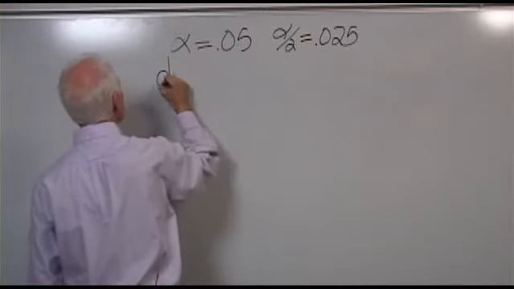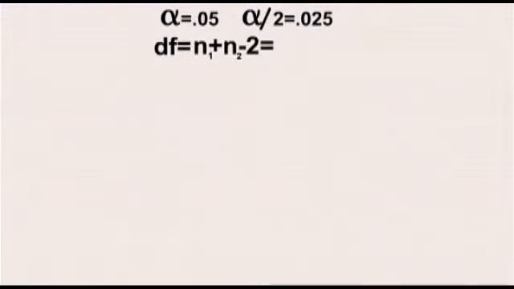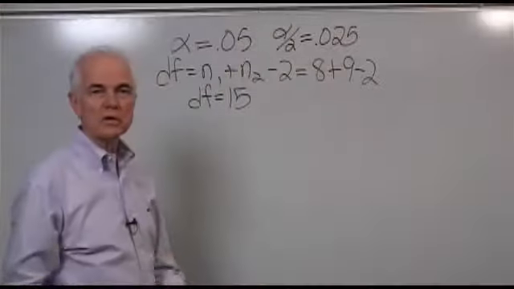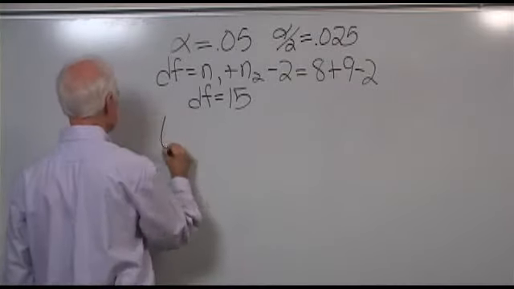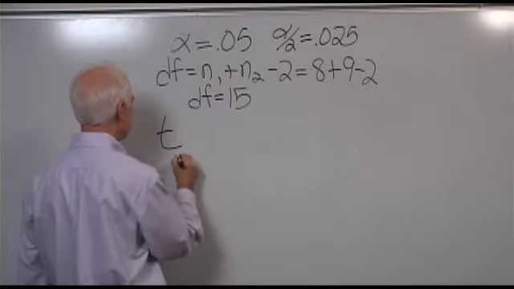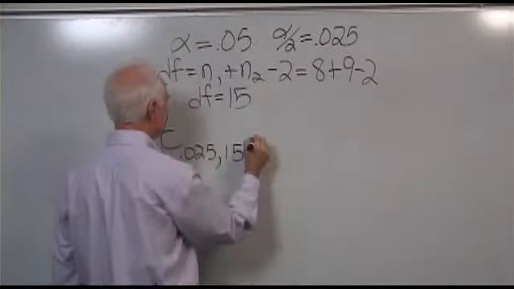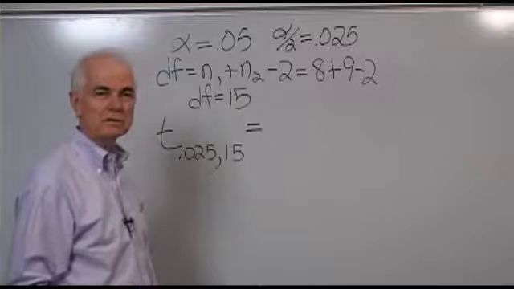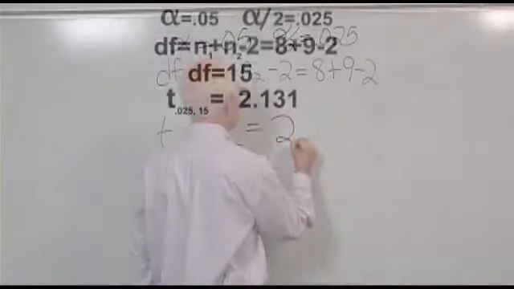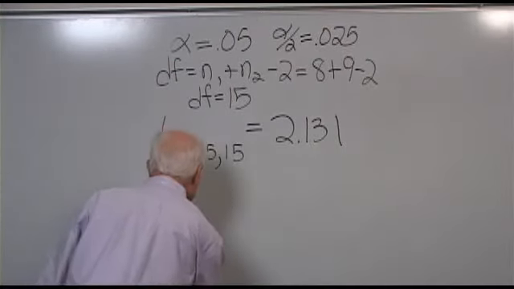In this particular t-test, our degrees of freedom are n1 plus n2 minus 2. And since n1 is 8 and n2 is 9, that gives us degrees of freedom of 15. So in trying to determine the critical t-value, as you may recall, we often subscript our critical value with our necessary information. So we have t with 0.025, degrees of freedom of 15. And we look this up in the t-table. We get a critical t-value of 2.131.